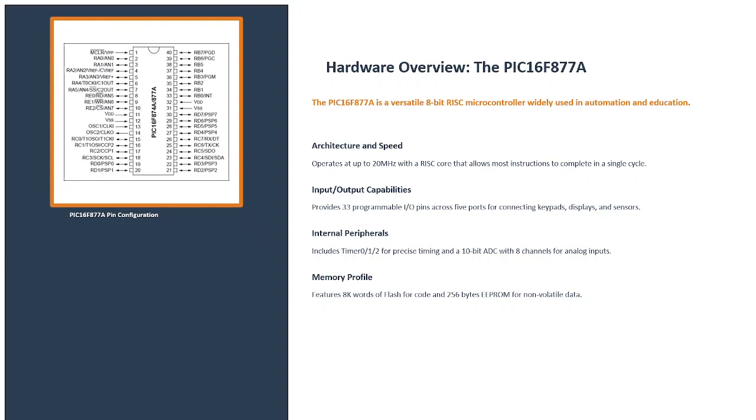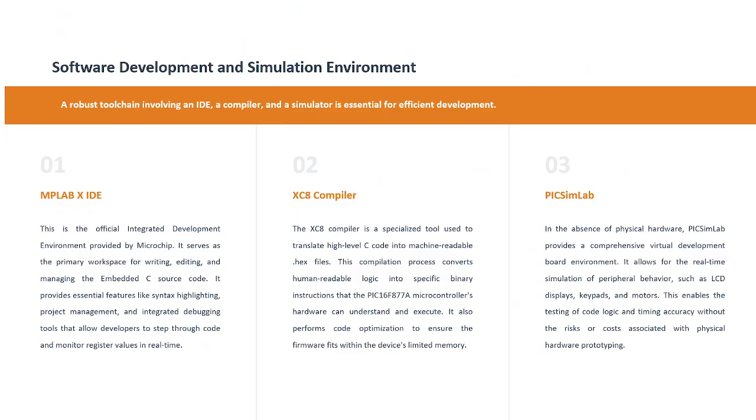Internal peripherals include timer 0, 1, 2 for precise timing and a 10-bit ADC with 8 channels for analog inputs. Memory profile features 8K words of flash for code and 256 bytes of EEPROM for non-volatile data. Here is the architecture diagram of the PIC16F877.